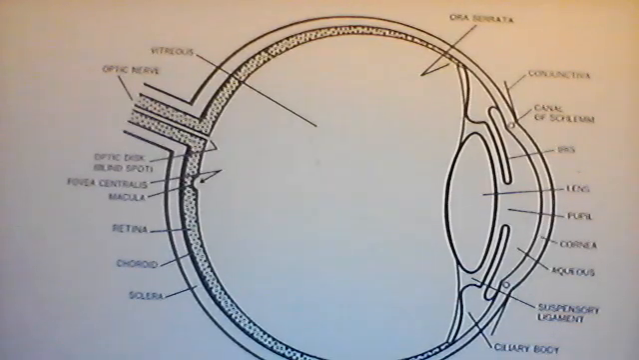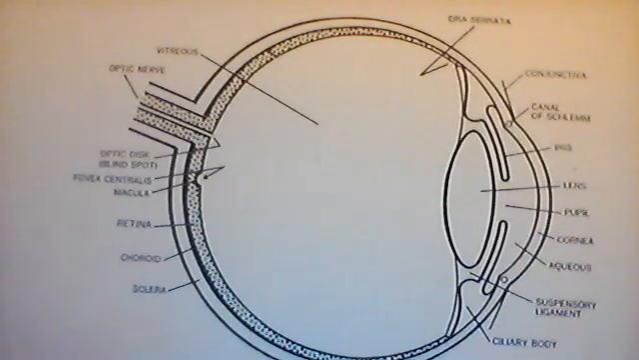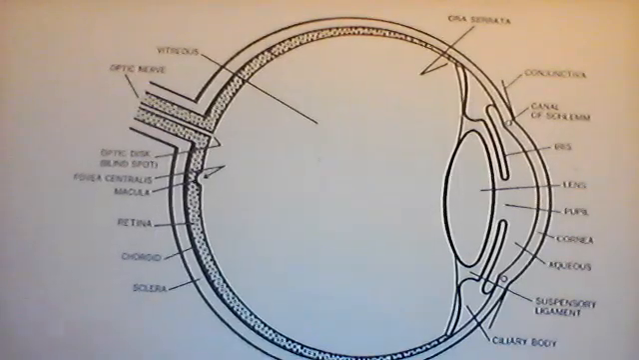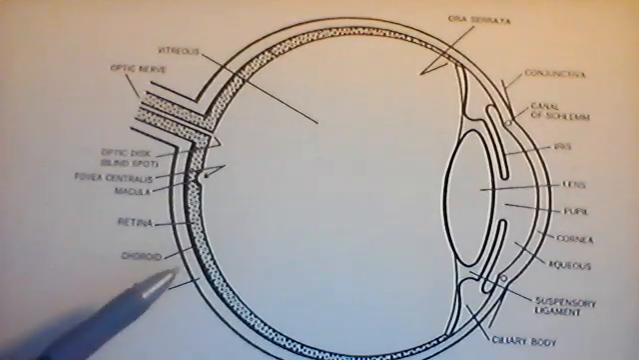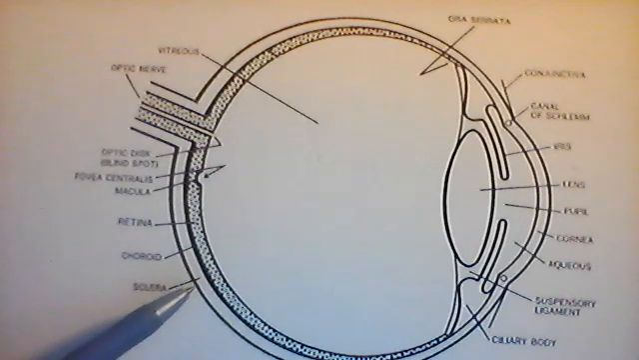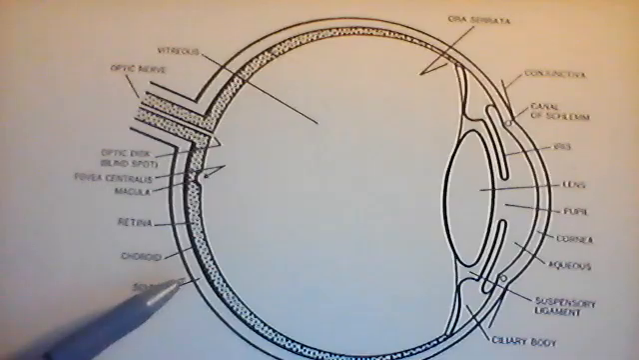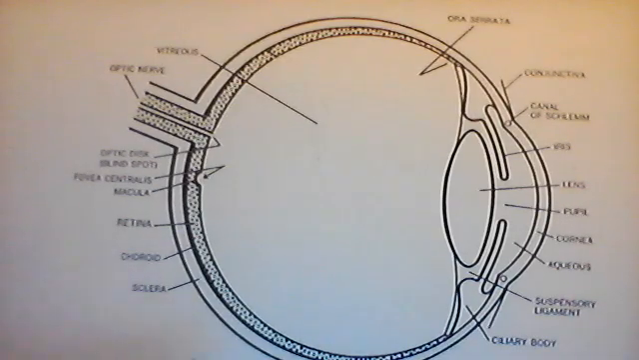So when going through the diagram of the eye, we're going to start at the outside with the sclera, which is this outer piece right here. It's the outer layer of the eye, and it is the white part of the eye. That is where the extrinsic muscles connect to help move the eye around.